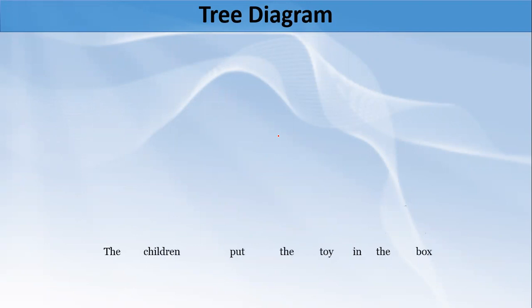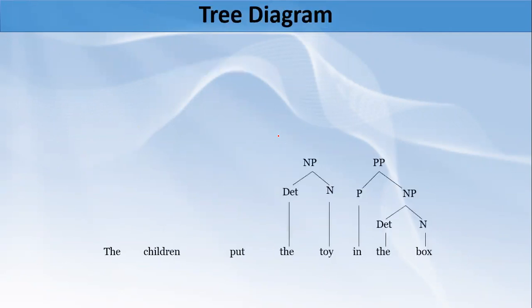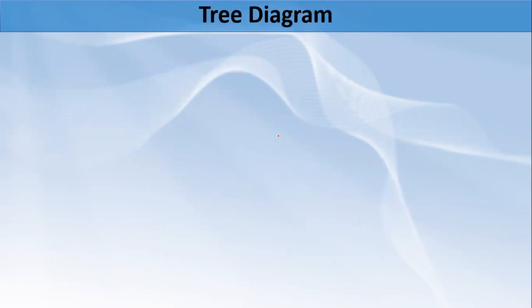Let me see how many examples I have quoted here. Okay, fine. Let's discuss these two examples. Then we'll discuss structural ambiguity in the coming class, inshallah. Fine. So, yes, he likes the toy.